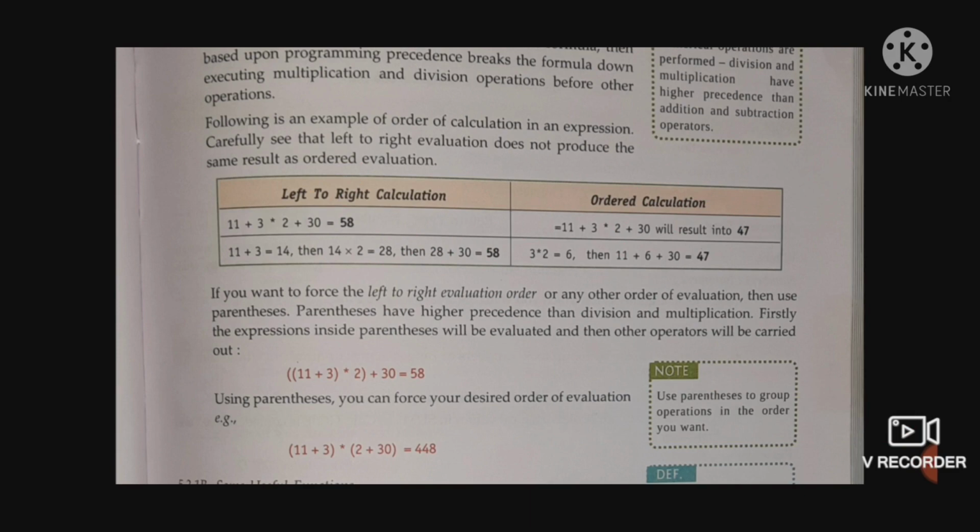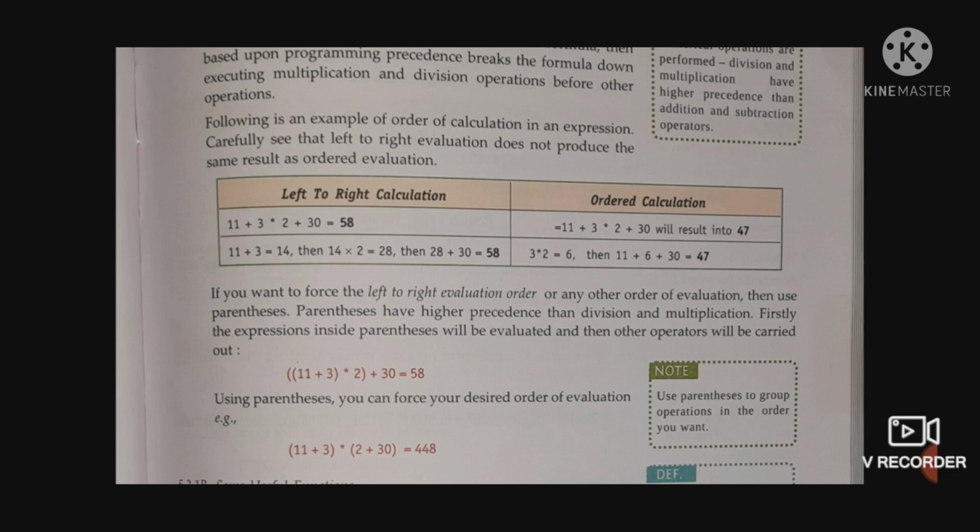As you can see on the screen, there is left to right calculation and ordered calculation. If you do left to right calculation, 11 plus 3 is 14, into 2 is 28, plus 30 is 58. But if we do ordered calculation according to BODMAS, here we don't have any bracket, of, or divide, we only have multiply. Multiply comes earlier than addition, so first we do multiply and then addition. So 3 into 2 is 6, then 11 plus 6 is 17, and 17 plus 30 is 47.